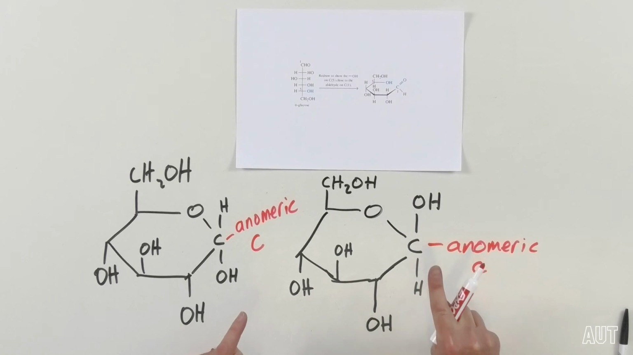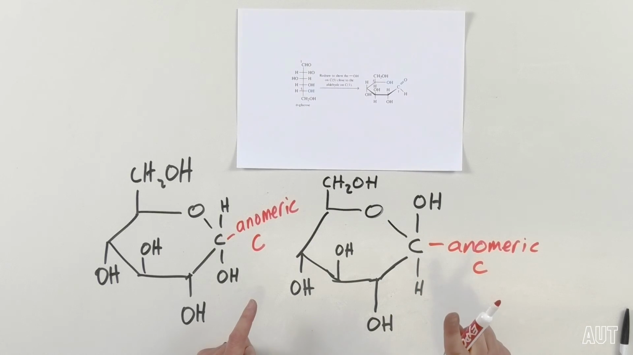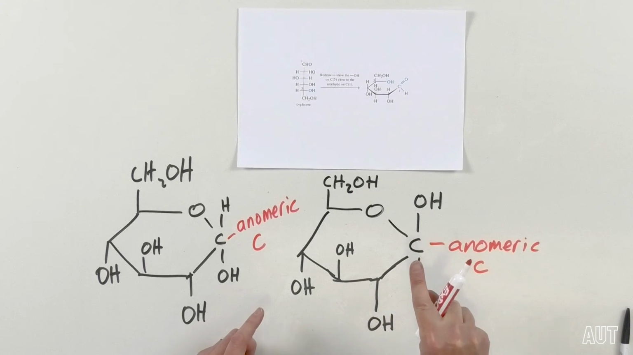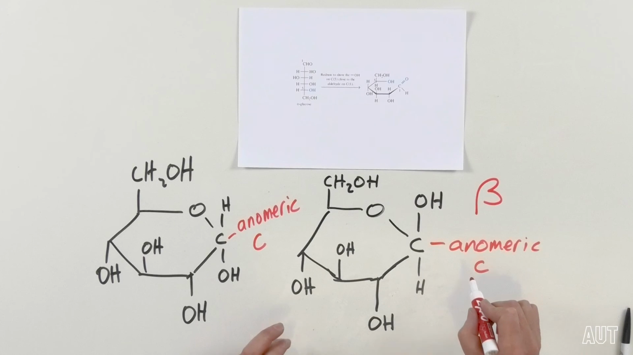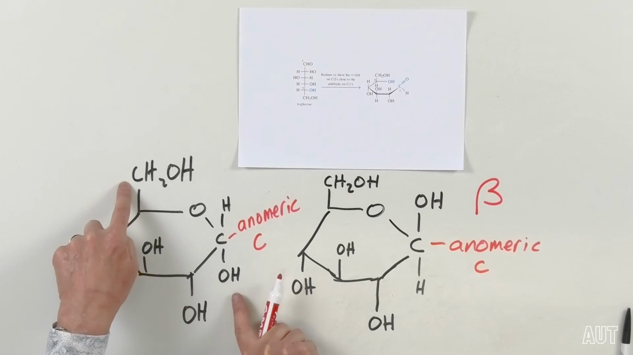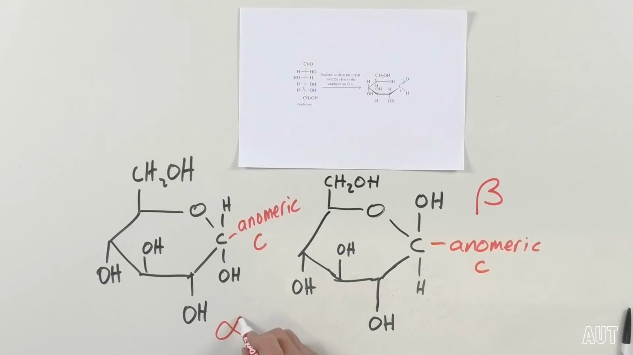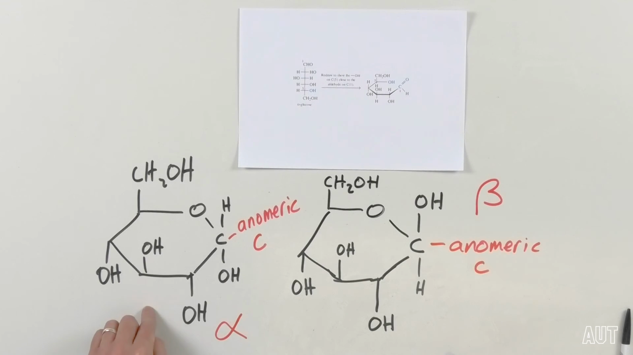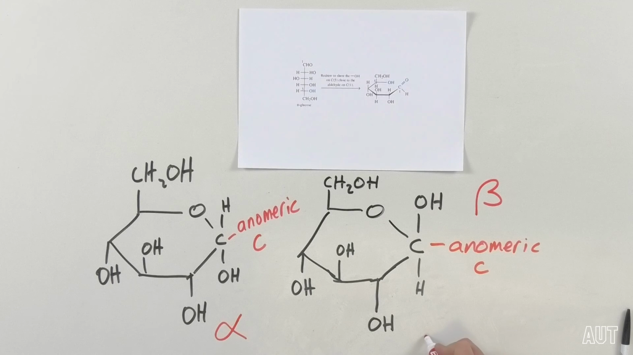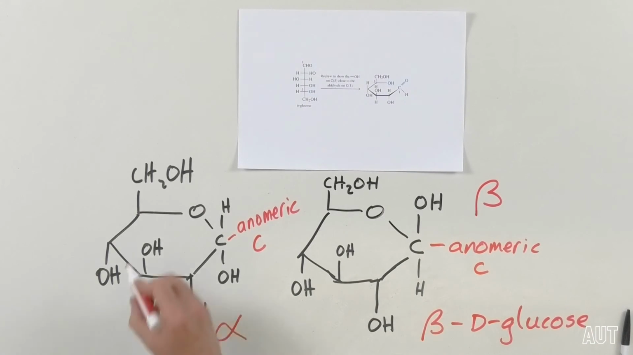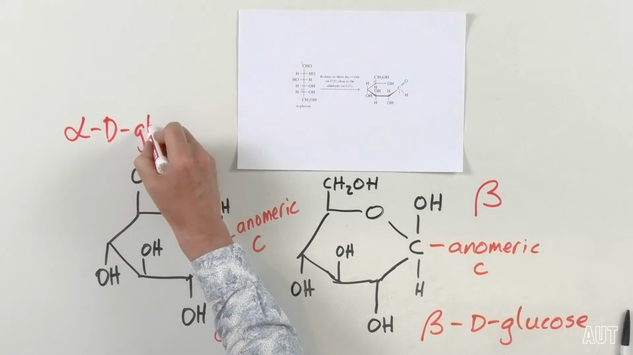If you've got the OH on the same side as the CH2OH, then we call that a beta configuration. If you've got the OH on the opposite side from the CH2OH, we call that an alpha configuration. So there's yet more terminology for you. Sorry, but that's the way that they do it. So we have made anomers, which are diastereoisomers. This is the alpha anomer of glucose. This is the beta anomer of glucose, or to give it its full name, beta-D-glucose, and this one alpha-D-glucose.